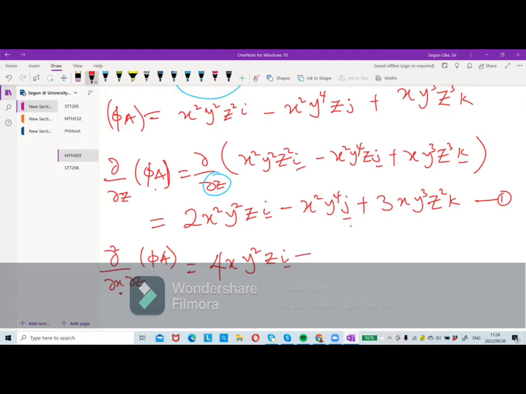Differentiate this one too. Minus 2x, x y raised to power 4, plus 3y raised to power 3. Okay, are you getting it now? Yes, sir.